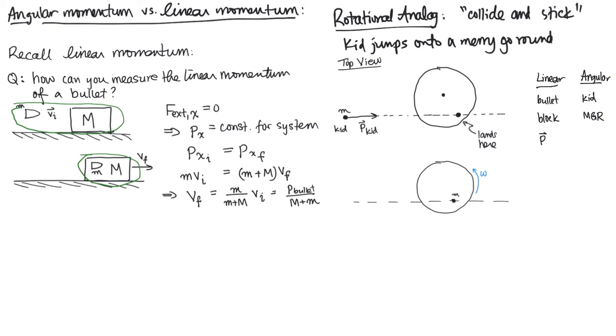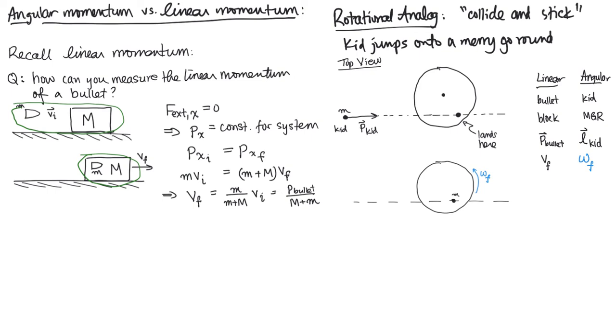The bullet carries in some linear momentum, which we could call P bullet, and the kid is bringing to the system, or contributes to the system, some angular momentum. After the collision, the block and the bullet move with some final velocity, and after the collision of the kid jumping and sticking onto the merry-go-round, we'll have a final angular velocity, omega sub f.